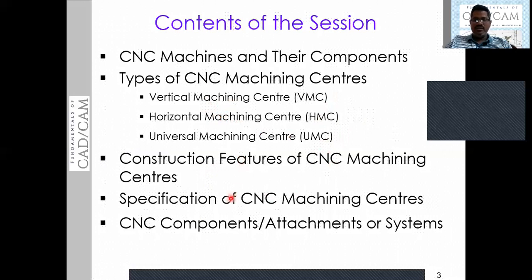And after that, we will specify the CNC machining center, how we can specify a machining center. That also we will discuss. Then after that, we will discuss the CNC components and attachments for the CNC machining centers to perform actual work. As I said just now, like automatic tool changer and the tool magazines. Up to that extent, we will discuss.